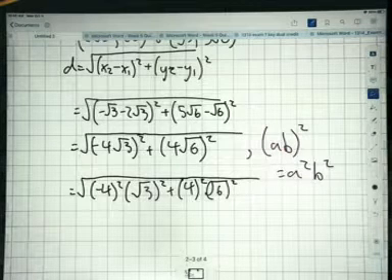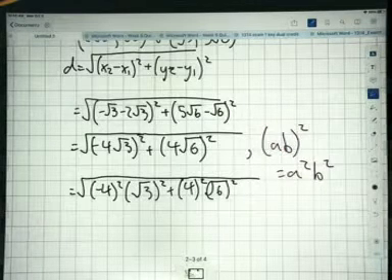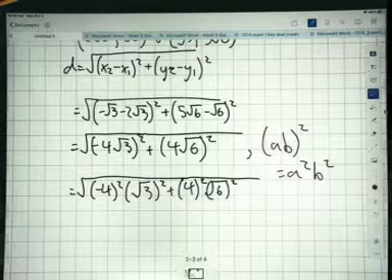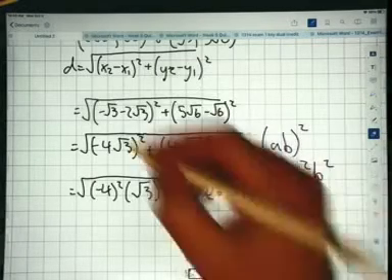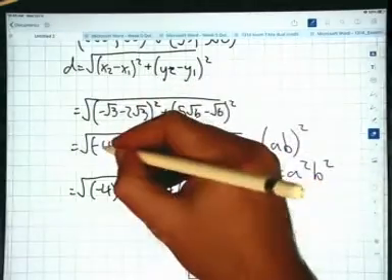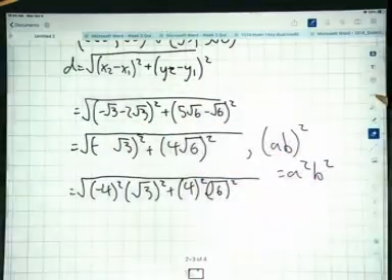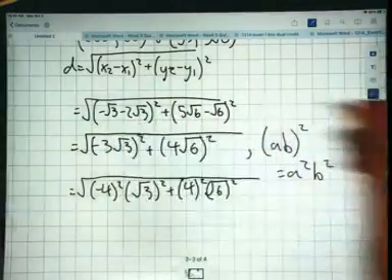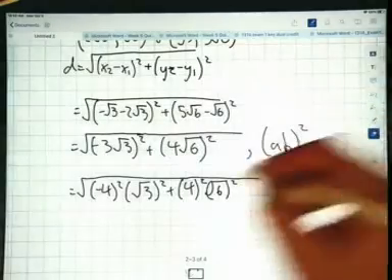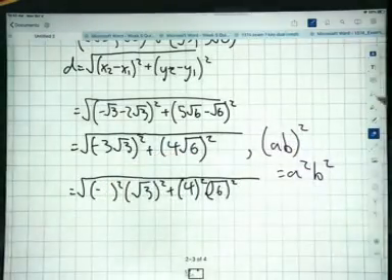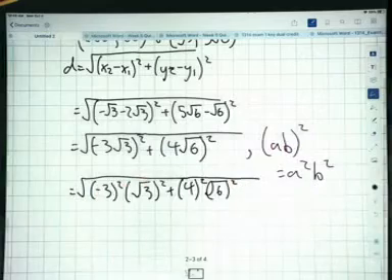Hold on. I knew something was different. I knew something was wrong. Negative 1 minus 2 is a negative 3. Duh, Mr. Clopton. There you go. That's better. There we go.